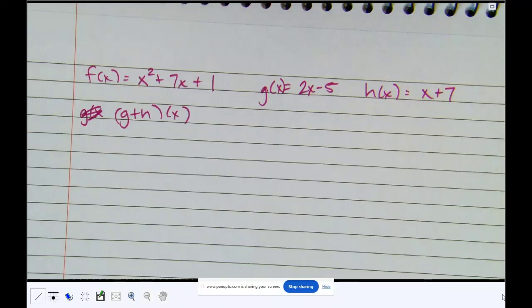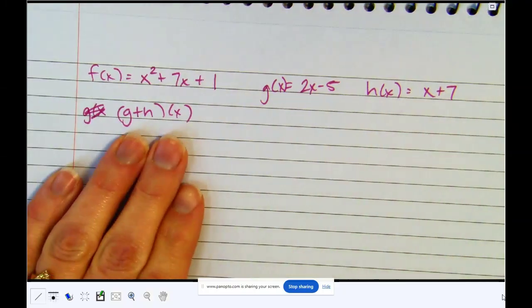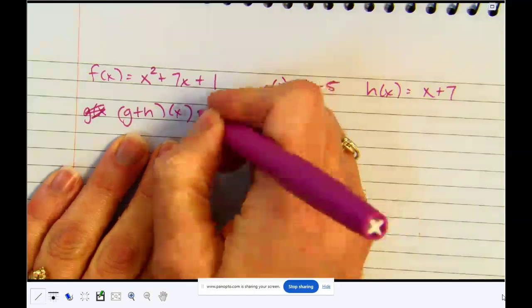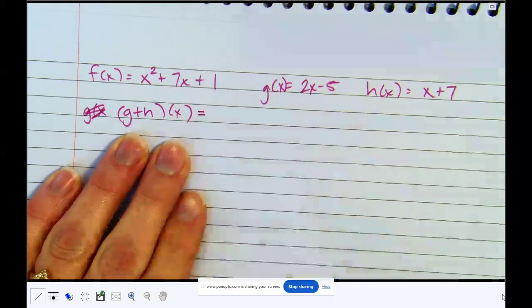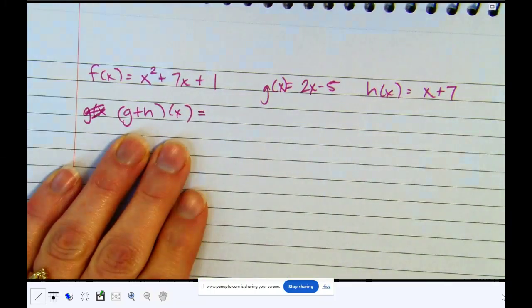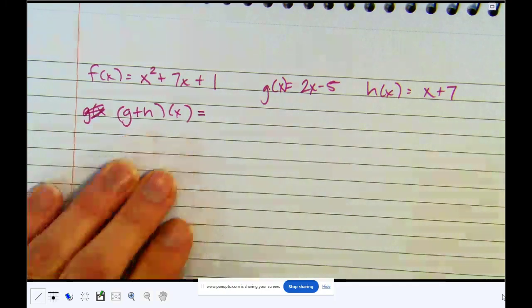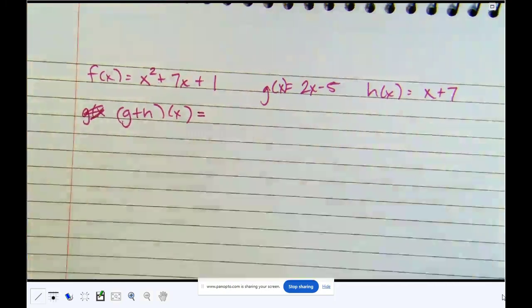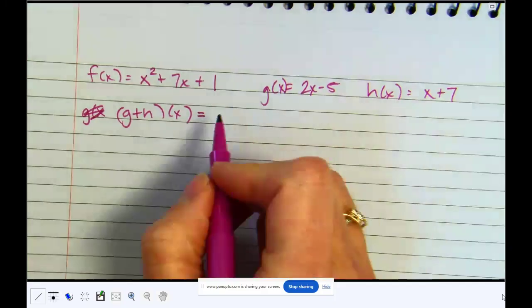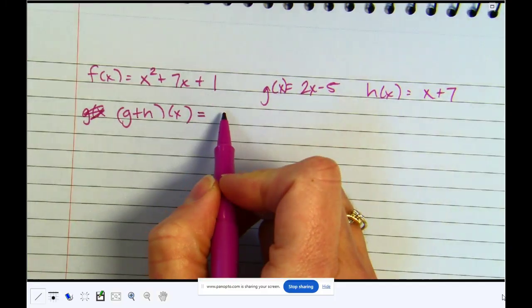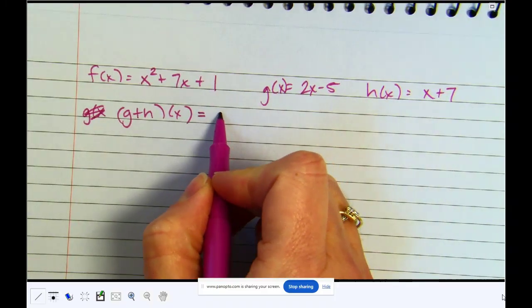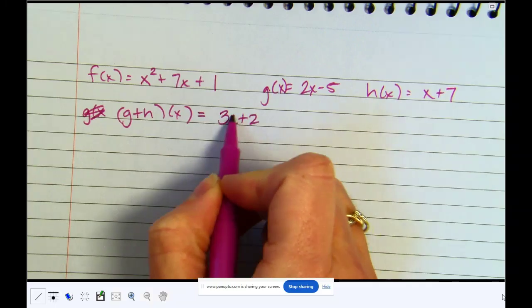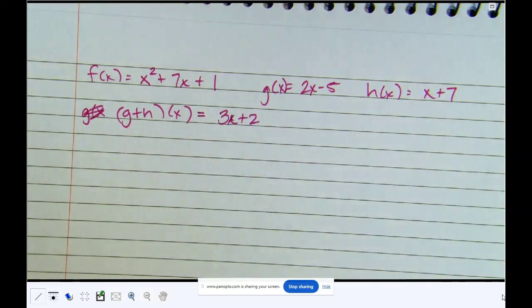The thing that we ended up losing a lot of points on was not naming it. If I say, hey, give me g plus h of x, you need to either take what I gave you and put an equal sign and continue if there's more work, or you need to rewrite it and make sure you name it. So what is g plus h? Yeah, 3x plus 2. It's literally just combining like terms.